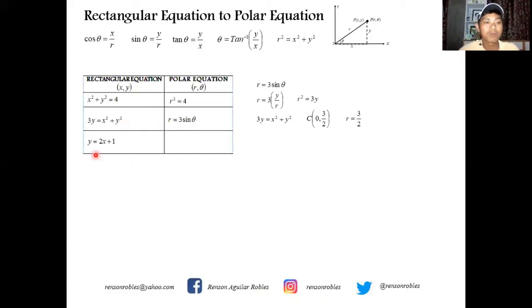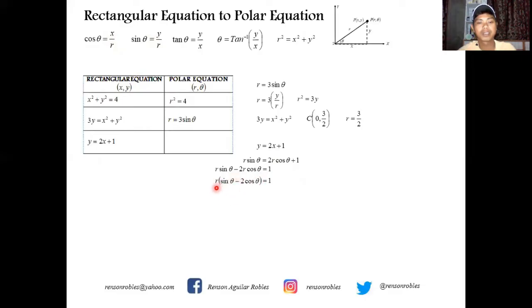Next, y equals 2x plus 1 in rectangular form. We want to find its polar equivalent. From here, you know that cosine theta equals x over r, and sine theta equals y over r. Then y is r sine theta, and it equals 2x plus 1, where x is r cosine theta. Then we collect similar terms, so you have r sine theta minus 2r cosine theta equals 1.